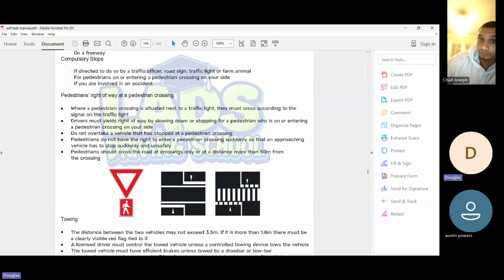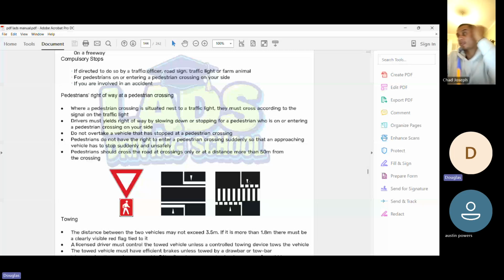But this one is different. A pedestrian is coming here, you yield or you slow down for them to pass. But if there's no pedestrians, you can drive right across because you're not forced to stop here. You yield. The difference is for this one, you need to yield for pedestrians. If there's no pedestrians, you cross.